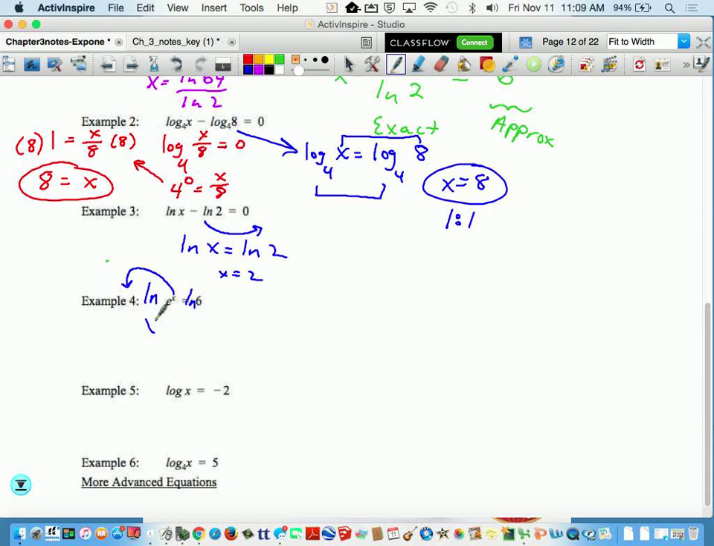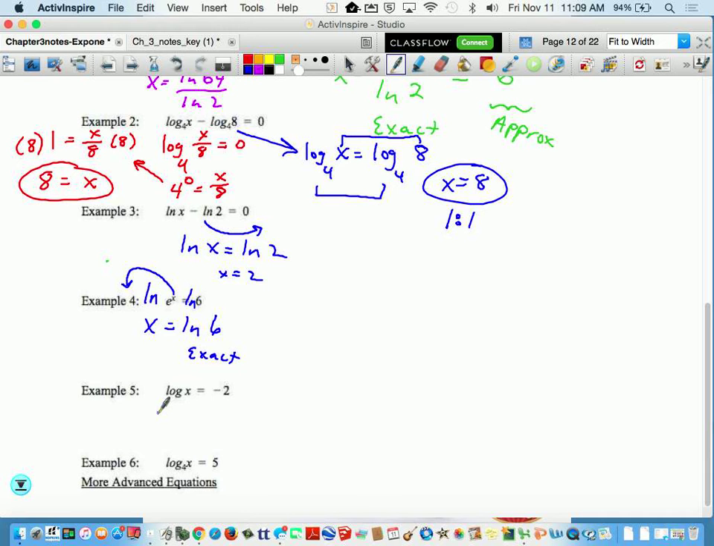It comes down in front and it's all by itself now, because ln of e, if you do ln of e on your calculator, it gives you 1. It'll undo itself. And then over here is the ln of 6. So again, this is an exact value. For most problems on the test, I'm going to be totally fine if you leave it ln of 6. That's the x is by itself, ln of 6.